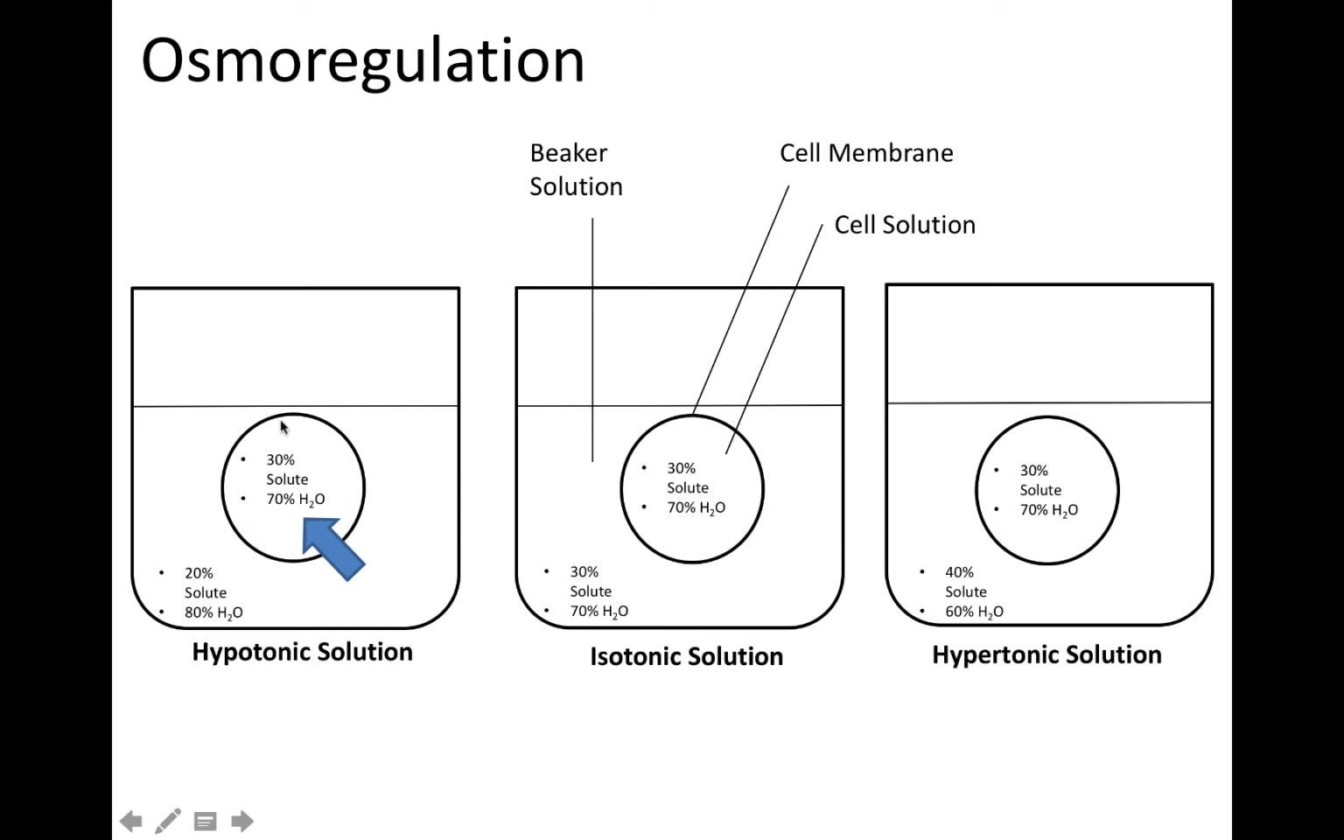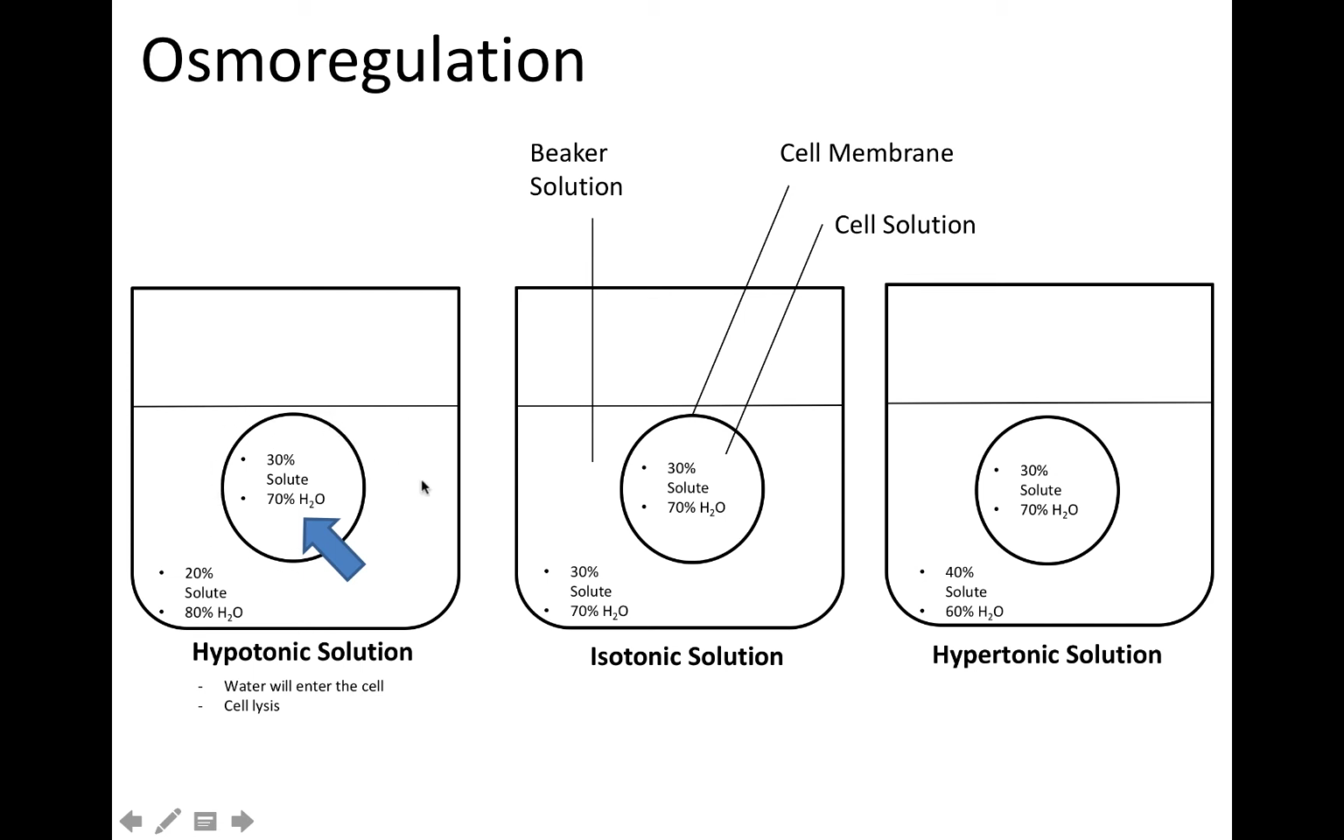If you place a cell in a hypotonic solution, what does hypo mean? Hypo means less. The solution we're discussing is the beaker solution, and it's got less solute. That's why it's called hypotonic. Water will enter the cell. However, this is not necessarily a good thing, because water flowing into the cell can cause something called cell lysis. Remember lysis? Lysis means to break. So this cell can be broken.